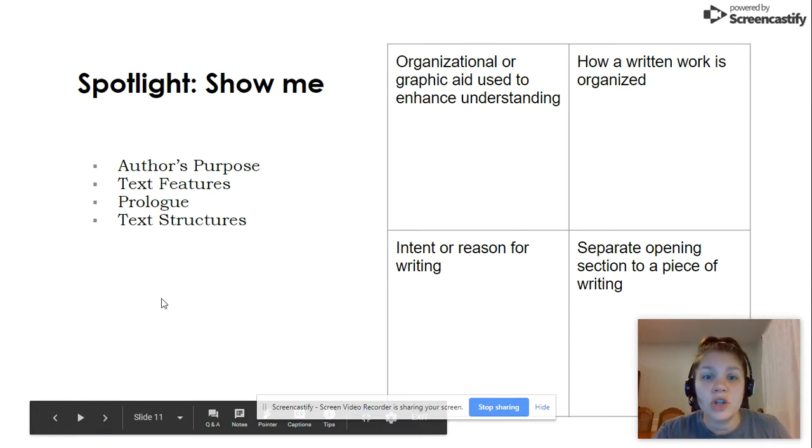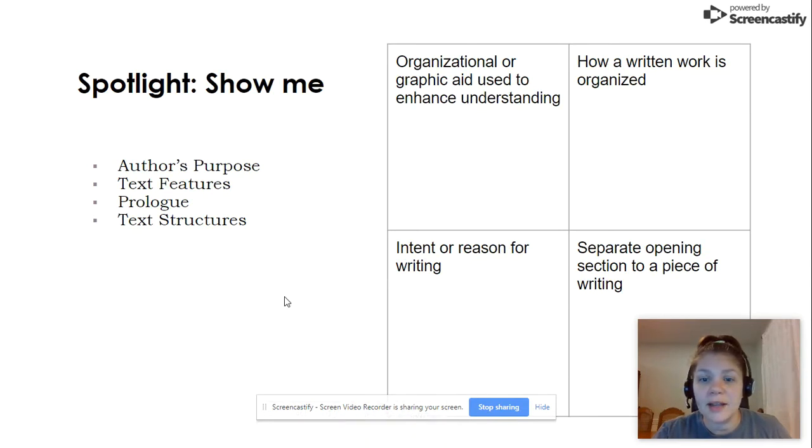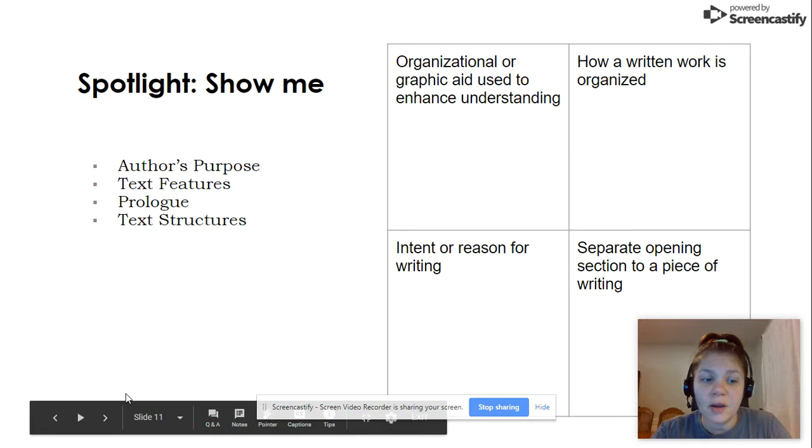And we played Show Me, and we were going to review and play that again to make sure that we have figured out exactly what each of these 4 things are. So you can pause the video and play Show Me, and when you're ready, go ahead and continue.